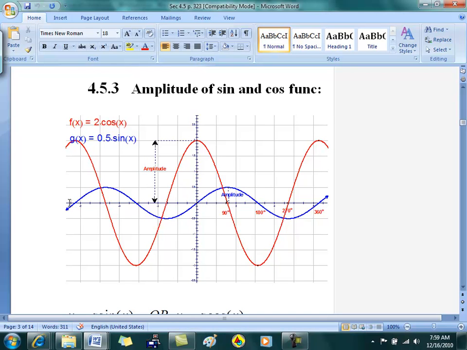From, in this particular case, from the 0 line to the peak point. Do you guys see what I'm saying? Okay, do you want me to draw it again and sketch it out so you can see what I'm trying to say?